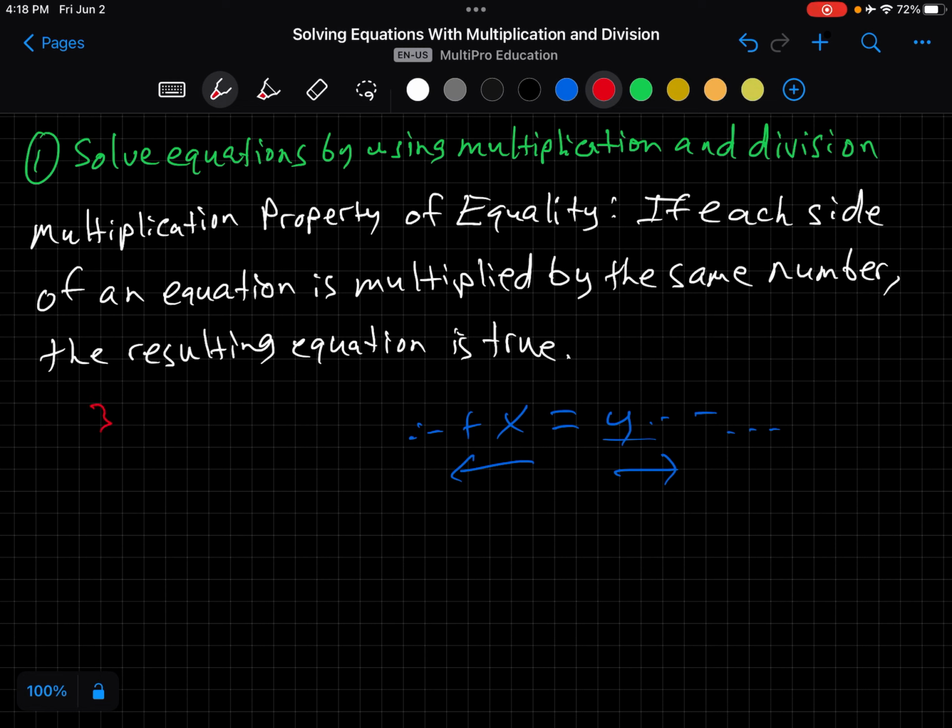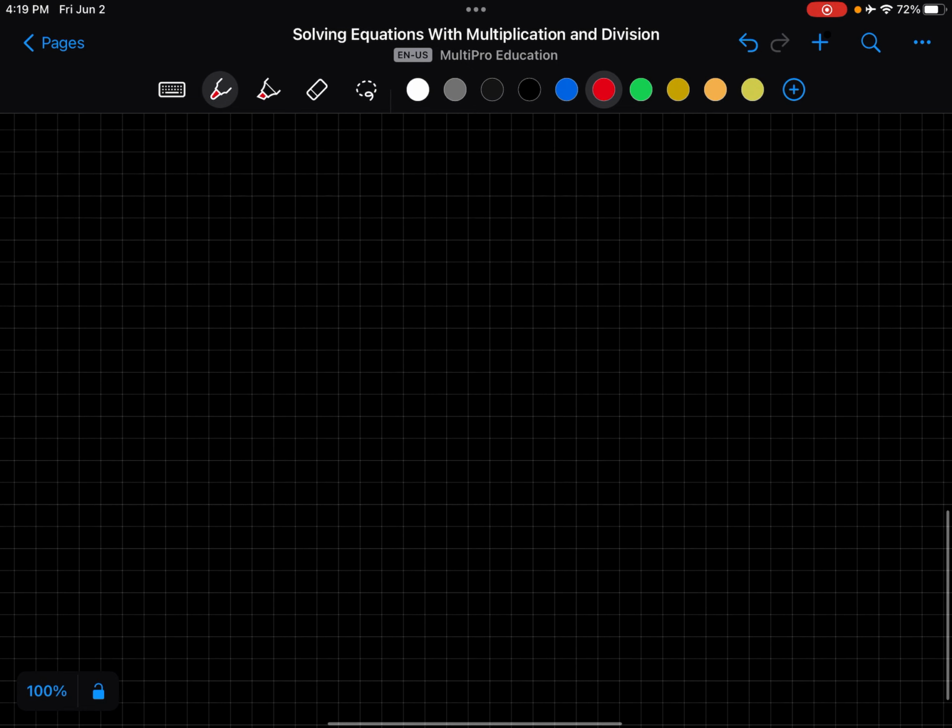So let's take a look at this numerically, what this definition means. Let's say we have 3 is equal to 3. This is a true statement. Let's say I just want to multiply this 3 by a number. So 3 times 7, we have to do that on the other side. Well, 3 times 7 is not 30 something, it's 21. Those are the same thing, so it's still true. So that's what this property is saying in layman's terms. Alright, let's look at some examples.